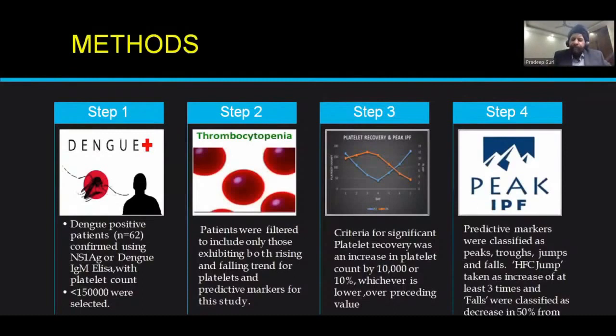And predictive values were classified into peaks, troughs and falls. So the jumps were taken as at least 3 times jumps over the previous days, and falls were classified as a decrease of 50% from the preceding value.